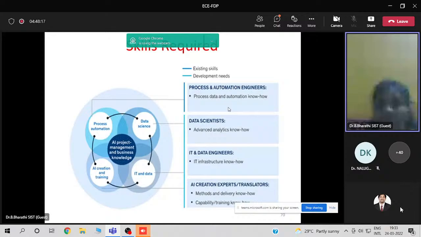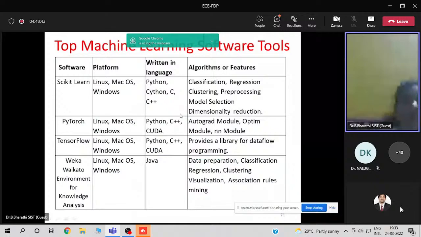Or I can actually become an AI creation expert or translator, where I bring in the know-how of training a model. We have so many models in place, and there are so many models which are still being developed. So you can become an AI creation expert where you build your own model. So there are various places where you can focus and start working, depending on where you're planning to work.